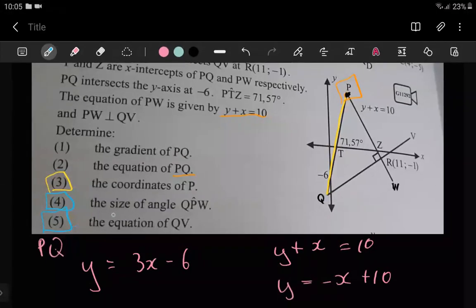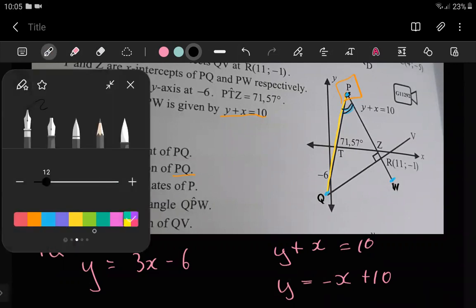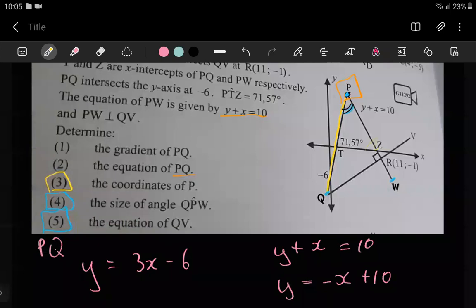So we need the size of QPW. Let's see, QPW is this angle over there. If you're going to get an angle here, you can see this angle is not on the x-axis. It's just somewhere up there. But that doesn't mean that we cannot make use of angles at the x-axis to help us.